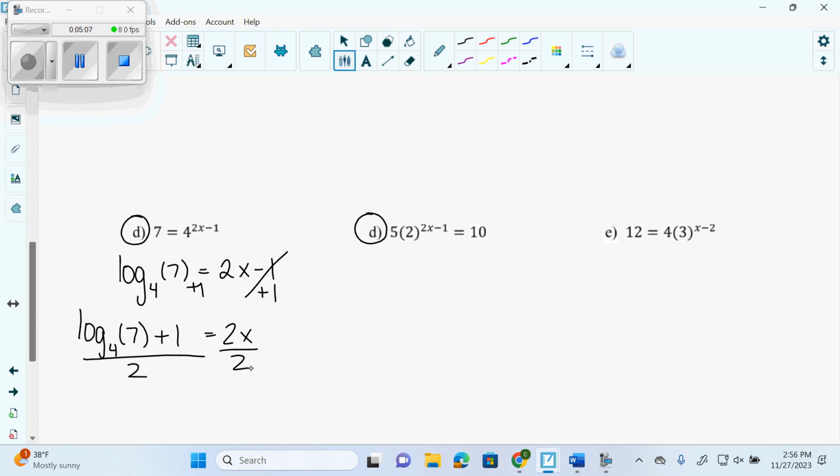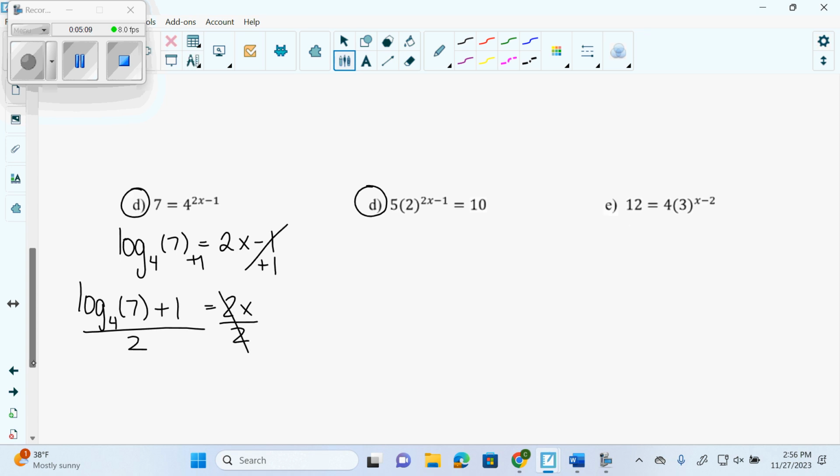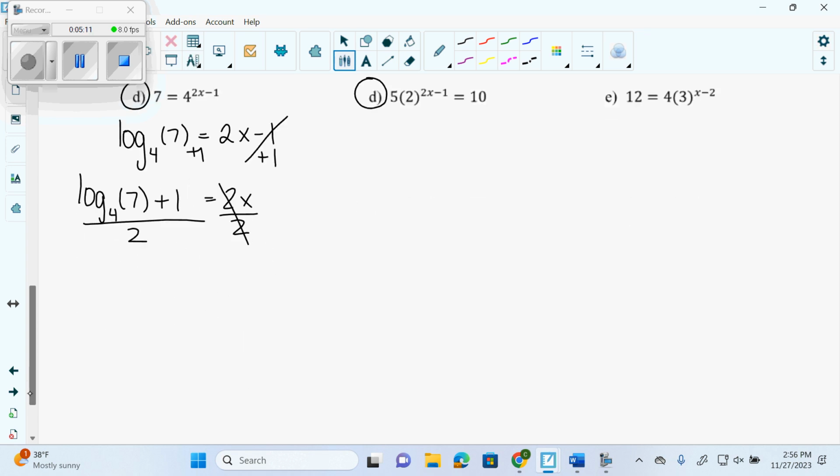Now, the problem with logs and exponentials is not that they're difficult. The problem sometimes is that you have to match the answer they have. So what they might not do is divide the whole side by 2. They might just divide each term by 2. So watch yourself. They could have gone like this.